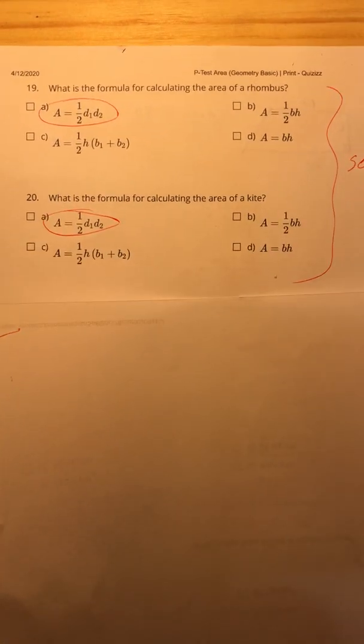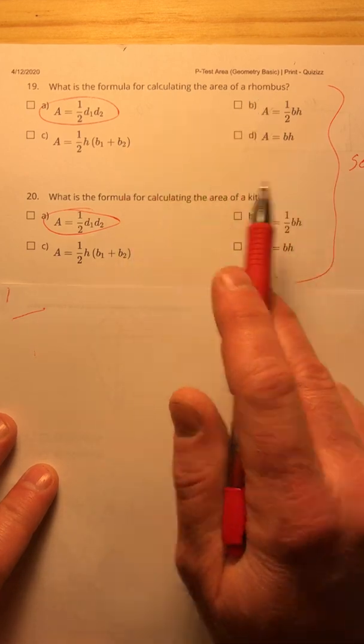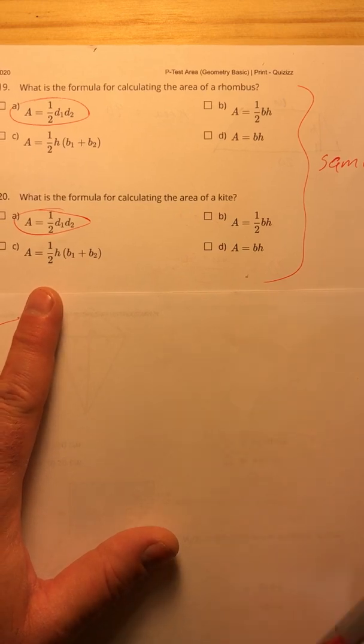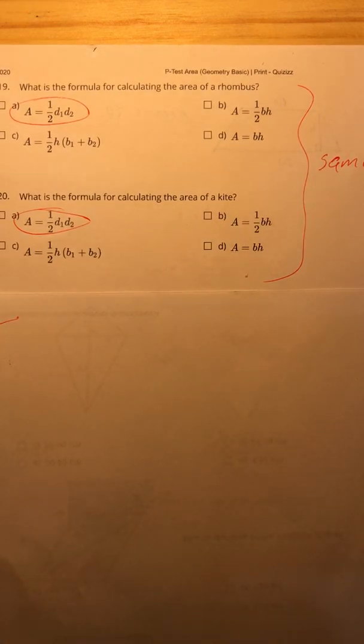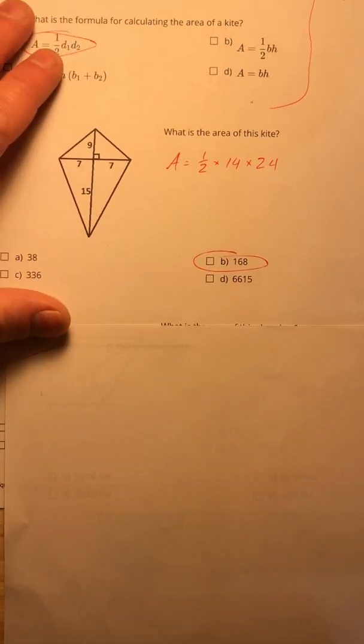And then for 19 and 20, these two questions ask for the formula for area of a rhombus, formula for area of a kite. They are the same thing. It's 1/2 times diagonal times diagonal. There are a few problems on the test that are that simple where it's just, can you identify the formula? But 1/2 times diagonal times diagonal for both.